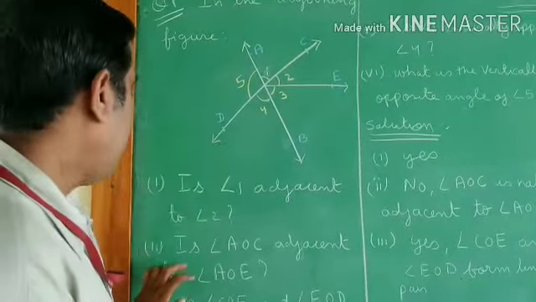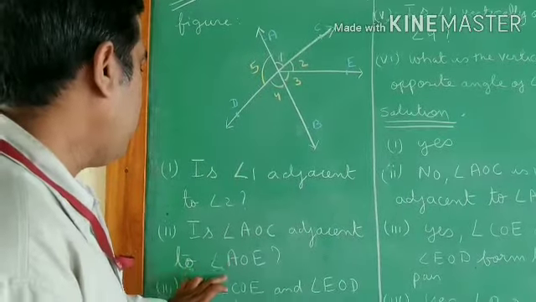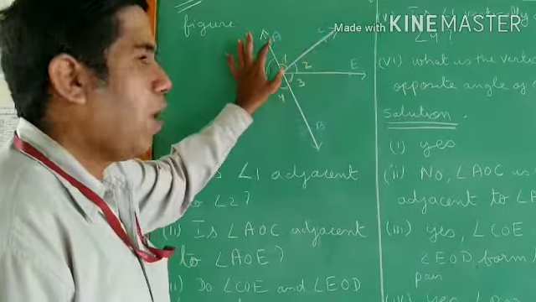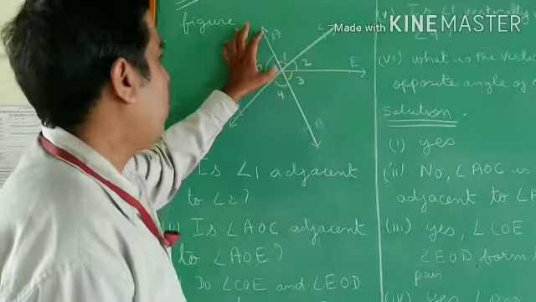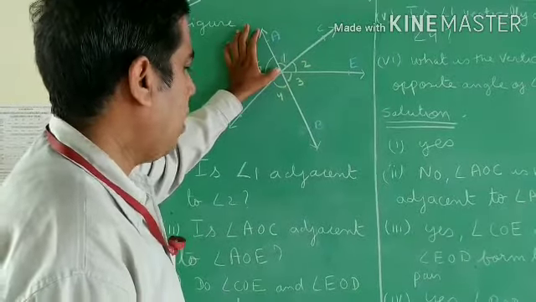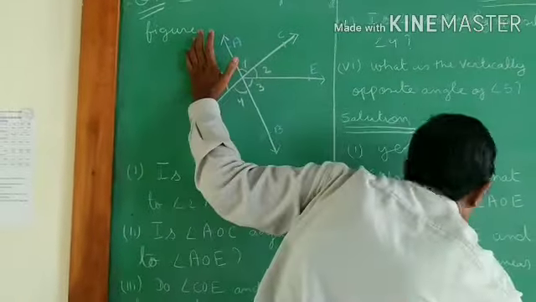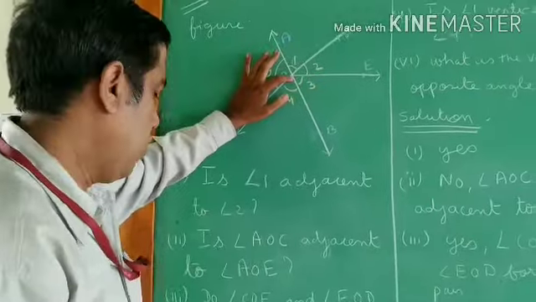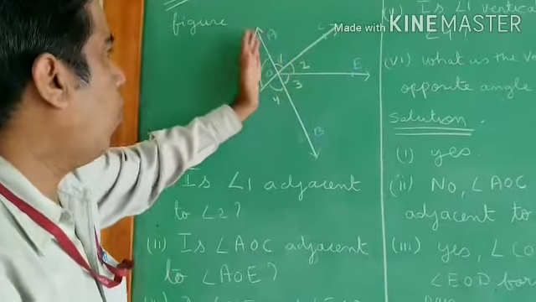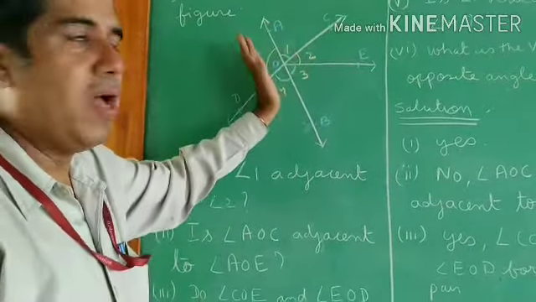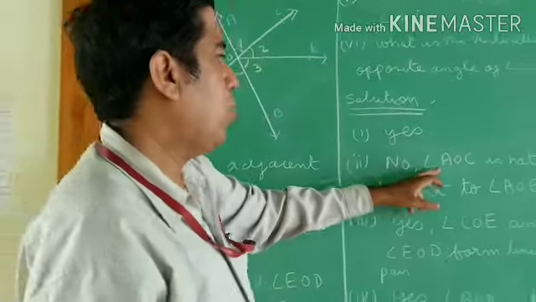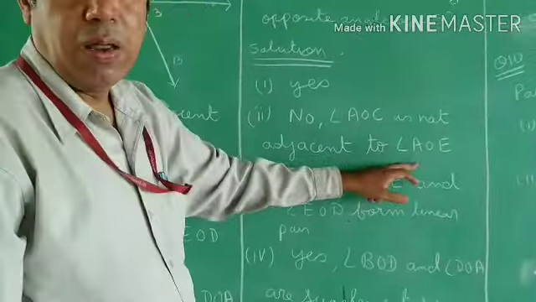Now, second part, is angle AOC adjacent to angle AOE? AOC and AOE, they are not adjacent. Because what is the common arm? Common arm is AO. So you can see on the common arm, both angles should be on either side of it, but they are on the same side, so it is no. Angle AOC is not adjacent to angle AOE.